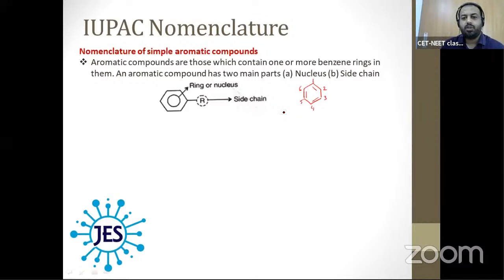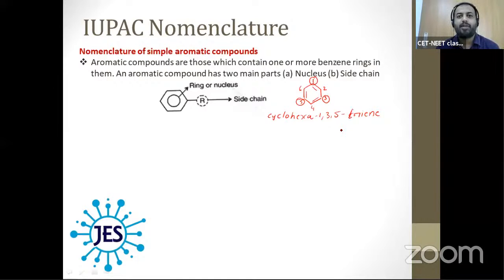Cyclohexa-1,3,5-triene. It's a cyclohexane ring with 3 double bonds at position 1, position 3, position 5. Triene: tri is to indicate 3 double bonds, ene double bond. So cyclohexa 1,3,5-triene. But this is a very long name.